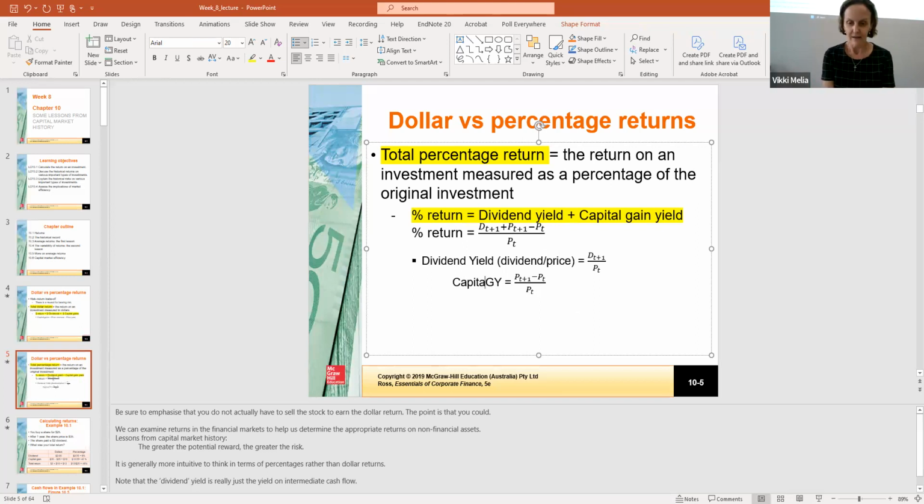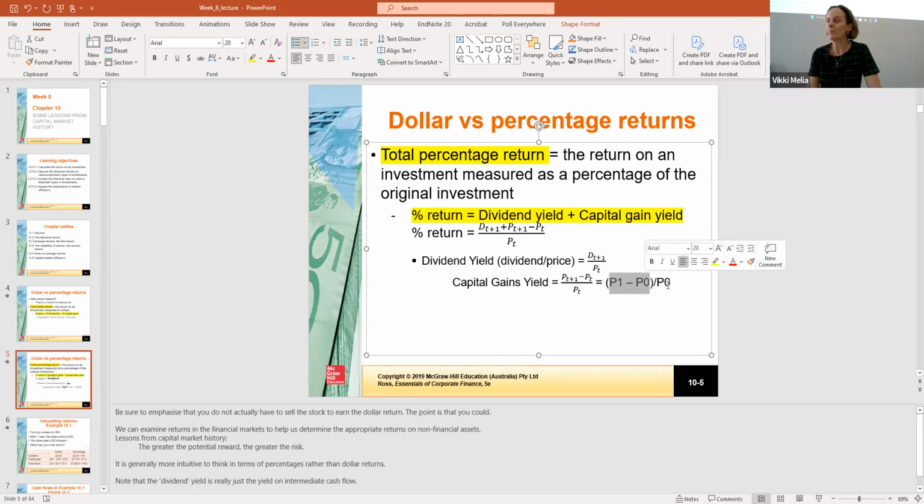And then the capital gains yield. The capital gains yield is calculated as the price at time t plus 1 minus the price at time t, all over the price at time t. So we could say that's like saying P1 minus P0 all over P0. The price at time 1 minus the price at time 0 divided by the price at time 0. So this is your capital gain in dollars divided by the price, expressed as a percentage.